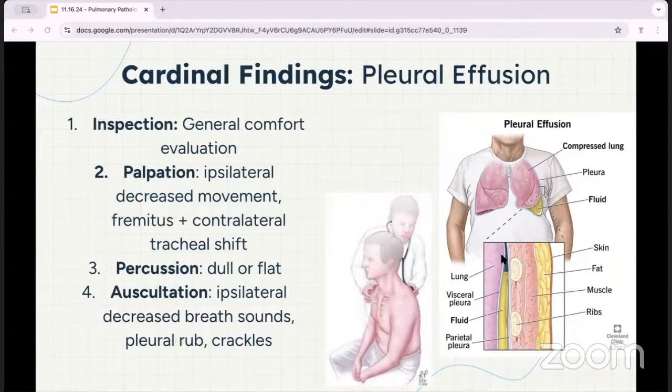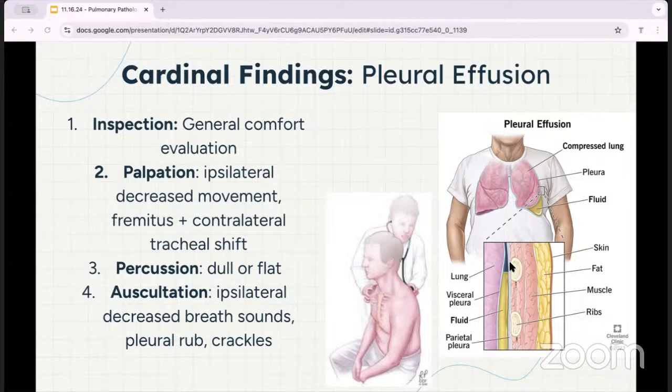So inspection. When you're examining the patient, you might notice that they appear uncomfortable or they have shortness of breath, especially if the effusion is large. And on palpation, you'll feel two things. You'll feel decreased chest movement on the affected side because the lung can't expand fully, as you saw in this X-ray here. There's not enough room for the lung to do that because of the fluid pushing against it. And you also observe decreased fremitus as the fluid in the pleural space blocks vibrations from reaching the chest wall. In some more severe cases, you could also observe something called a contralateral tracheal shift, where basically the trachea is pushed towards the opposite side because of pressure from the effusion.